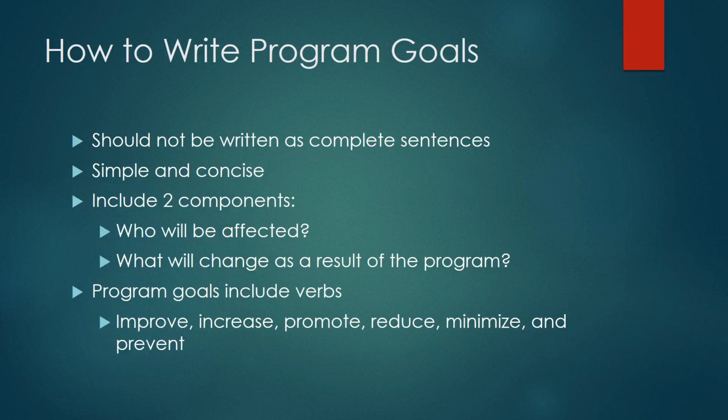How to write program goals. Unlike mission statements, goals do not need to be written in complete sentences. Program goals should be simple and concise and describe who will be affected and what will change as a result of the program. Program goals should also include verbs such as improve, increase, promote, reduce, minimize, and prevent.